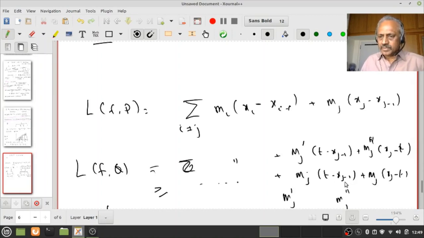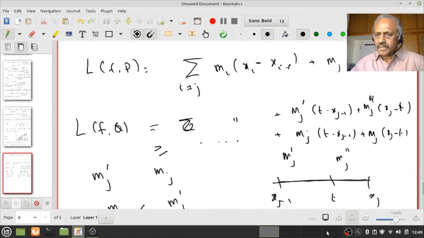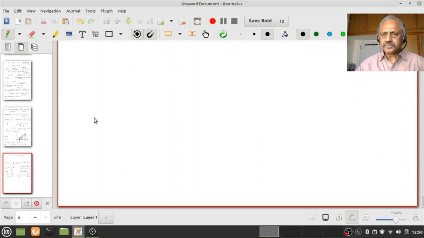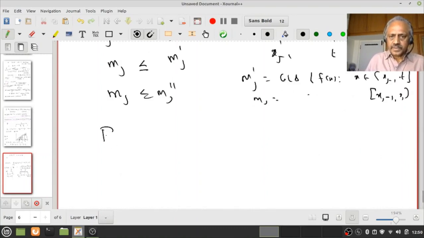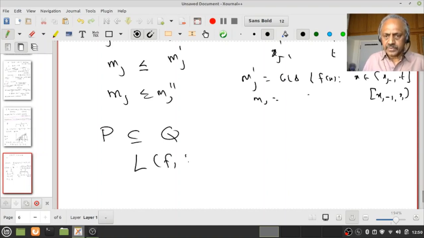But m_j is common. When I take this out, what do I get? I get m_j into (x_j minus x_{j-1}). Do you see that? The t and t cancel here. Are you following? So I get exactly this term here. Therefore, I have proved L(f,Q) is greater than or equal to L(f,P). Therefore, if P is contained in Q, remember, this means Q has more nodes than P. All the nodes of P are already in Q and more perhaps. Then what we have found is L(f,P) is less than or equal to L(f,Q).